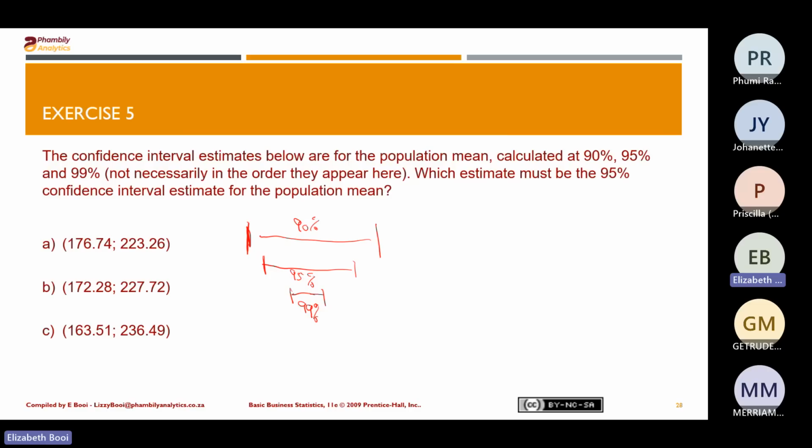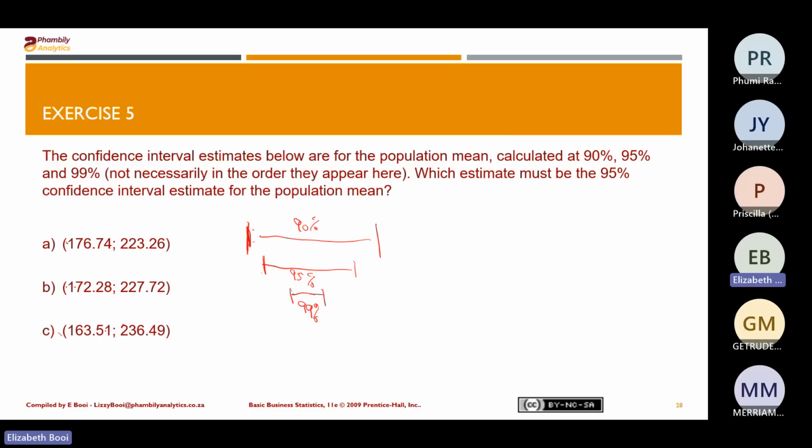They are bigger, they are smaller, because this is bigger, this is bigger. So if this is the biggest, that will be 99%. If this is the second biggest, that will be 95. If this is the smallest, that will be 90. Now we need to figure it out, and figuring it out will be in this manner.